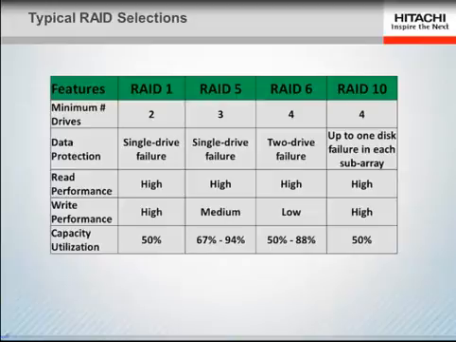Typical RAID types. The typical RAID types we see used today: RAID 1, RAID 5, RAID 6, and RAID 1+0, typically called RAID 10. This chart shows a comparison of these RAID levels. We'll go into more details on the next slide.